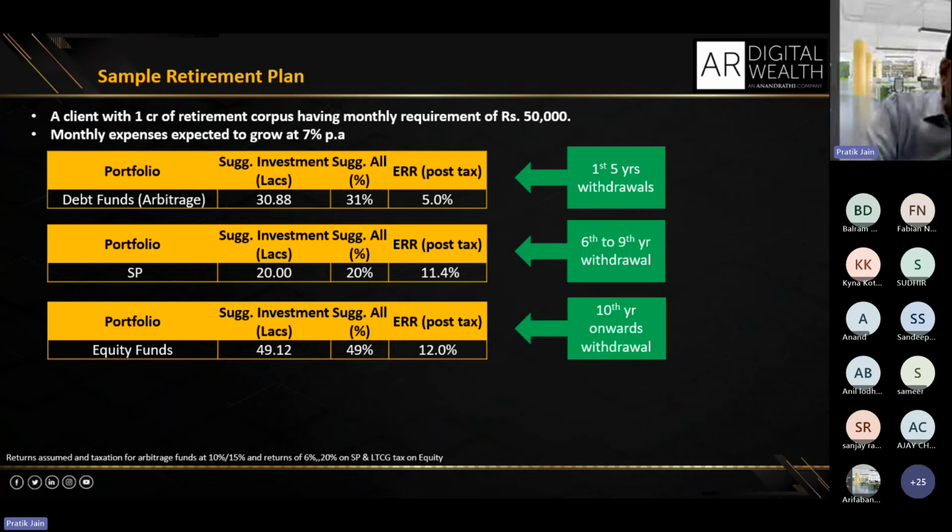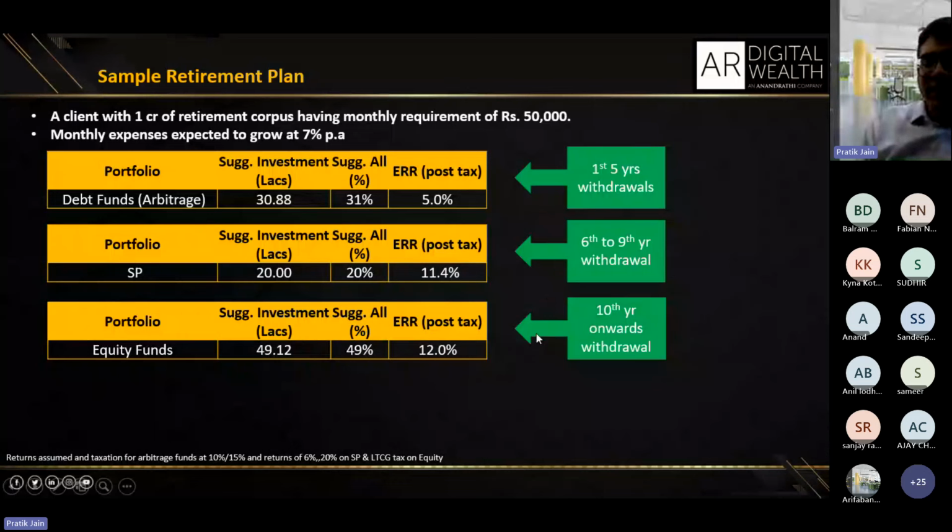So this plan is managing my monthly requirements for the first 9 years. From the 10th year, the money comes out from equity and I'm giving enough time for equity also to deliver. एक साल में नहीं, 9 साल, 10 साल, तो मेरी probability भी बहुत high है कि यार equity will deliver, and this is how the client's money will grow. His expenses, even if you inflate it at 7%, he can easily manage his expenses.